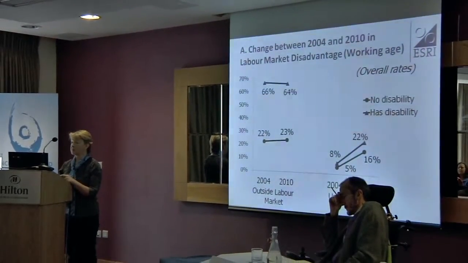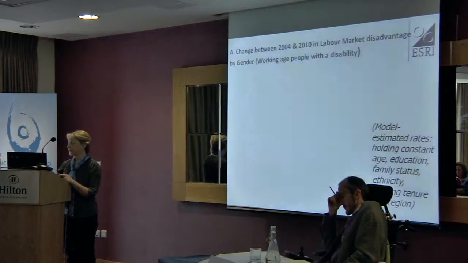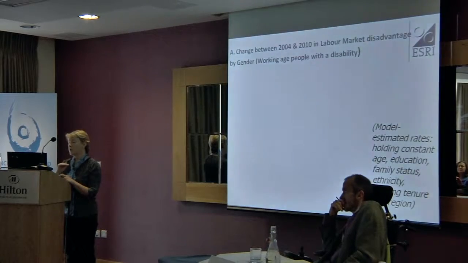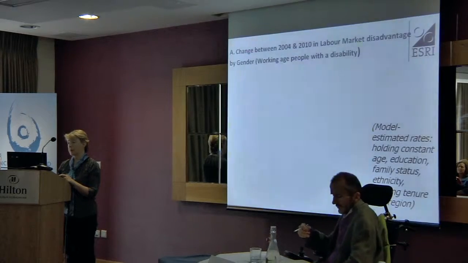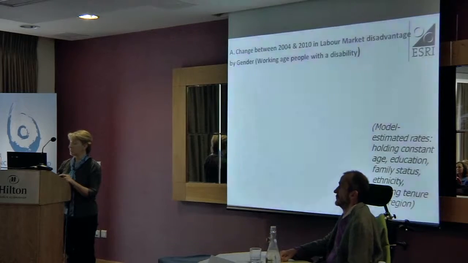You know, we might have expected that, but these figures show how big the gap is. What about when we control for other characteristics? In the research we did on this, we found that when you look at what happened over time from 2004 to 2010, there was a slightly different pattern for men and women with a disability. So we're looking here at working age people with a disability.